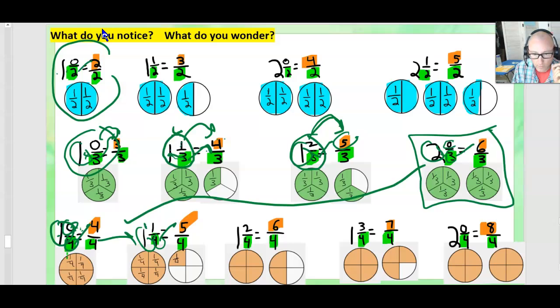Aha, I figured it out. 4 plus 1. 1 times 4 plus, I think that's it. Let's see if that works. 1 times 4 plus 2 is 6. 1 times 4 plus 3 is 7. 2 times 4 plus 0 is 8. That's it. Wow.